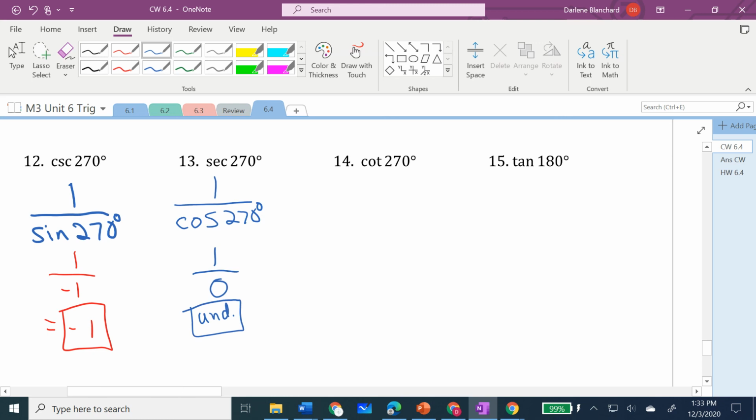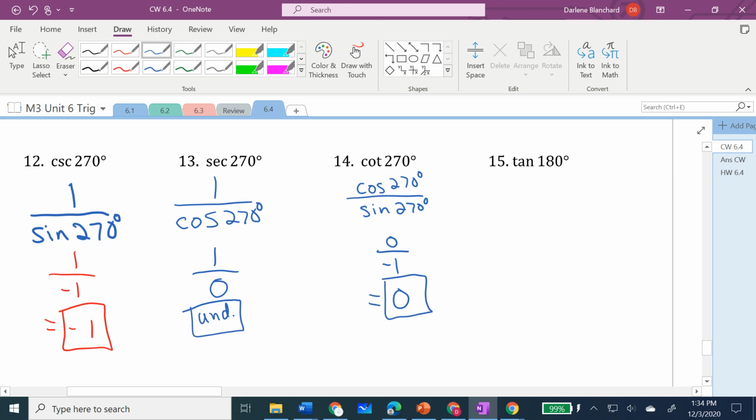Then cotangent. Remember, cotangent is cosine divided by sine. And we just got that the cosine of 270 is 0. The sine of 270 is -1. And good, you are correct. 0 divided by -1 is 0.